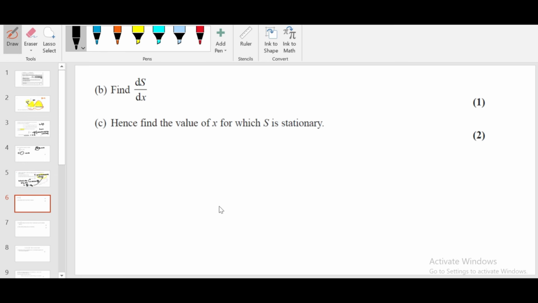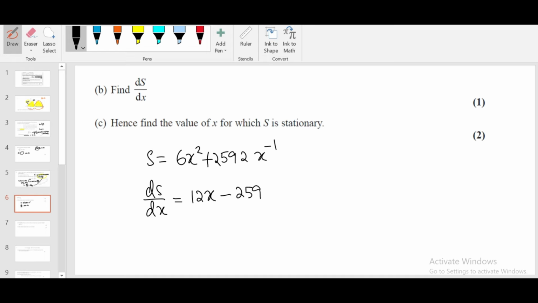Let's move on to part B of the question. Find ds by dx. We know S is equal to 6x square plus 2592 over x. You can write it as 2592 x power minus 1. When you differentiate it with respect to x, x square becomes 2x, so 12x. x power minus 1 becomes minus x power minus 2. That's just a one mark question.